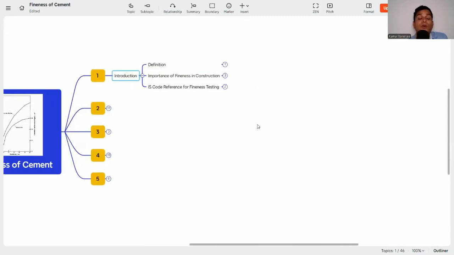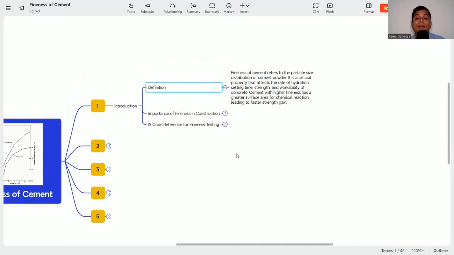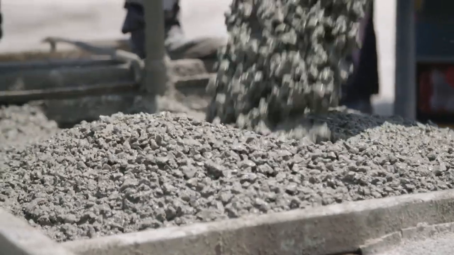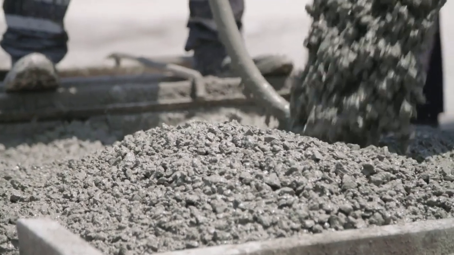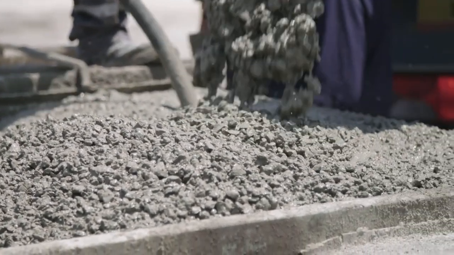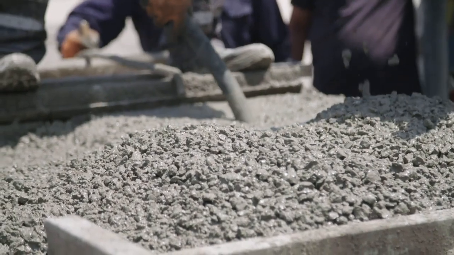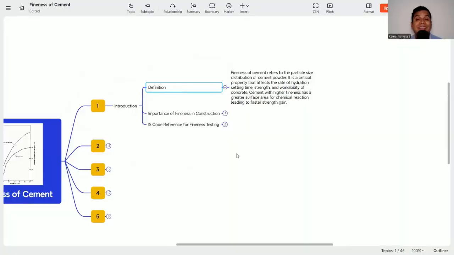But first, what is the definition of fineness? See, fineness of cement refers to the particle size distribution. Cement also has different shapes and sizes of particles. Just like for sand and aggregate, we do the particle size distribution. In cement also we need to do the particle size distribution of the cement powder, because whenever cement is produced, it is ground, it is quenched, and it comes from the clinker. So there are different sizes of particles there. How these different sizes of particles are distributed inside the cement is called the fineness of the cement.